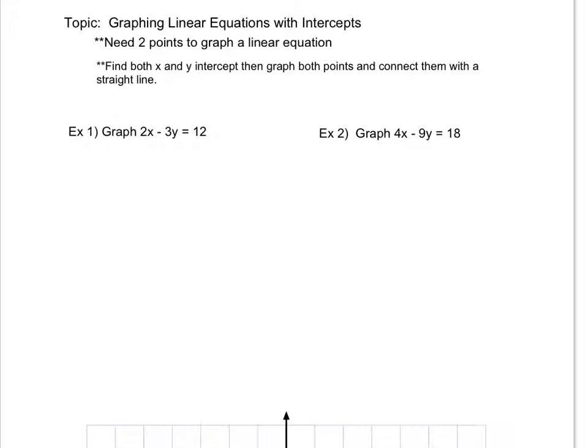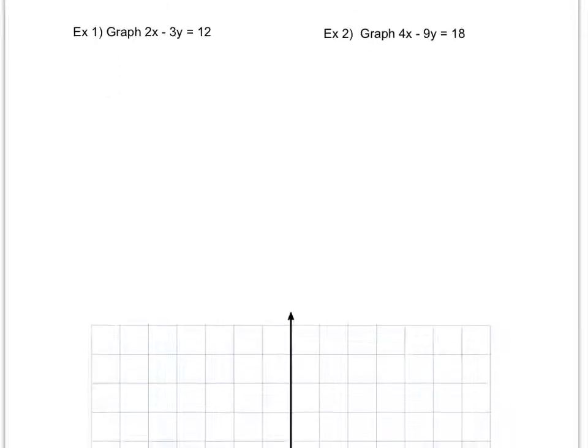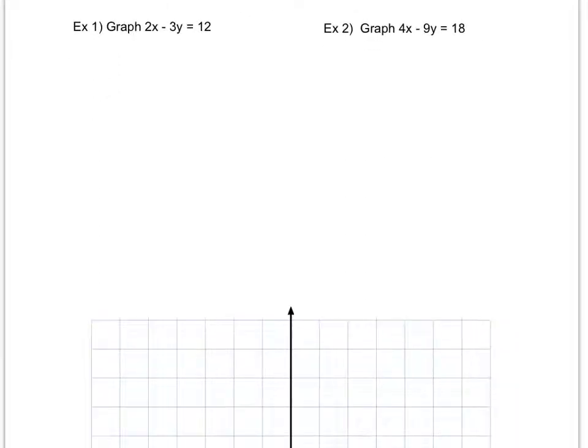So I'm going to go through finding the x and y intercepts first, and then I'm going to graph them together. So let's start by finding the x and y intercepts of equation 1 and equation 2.